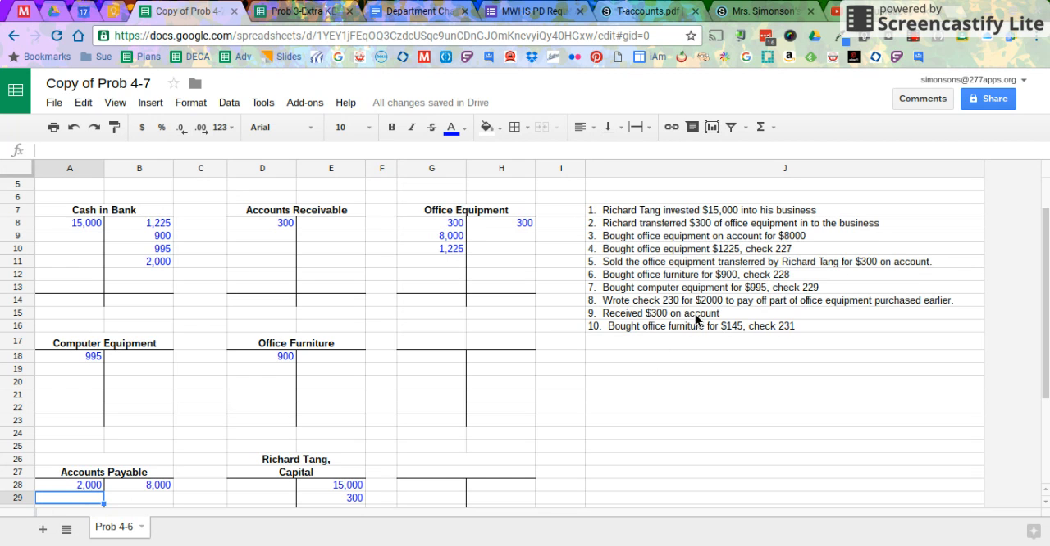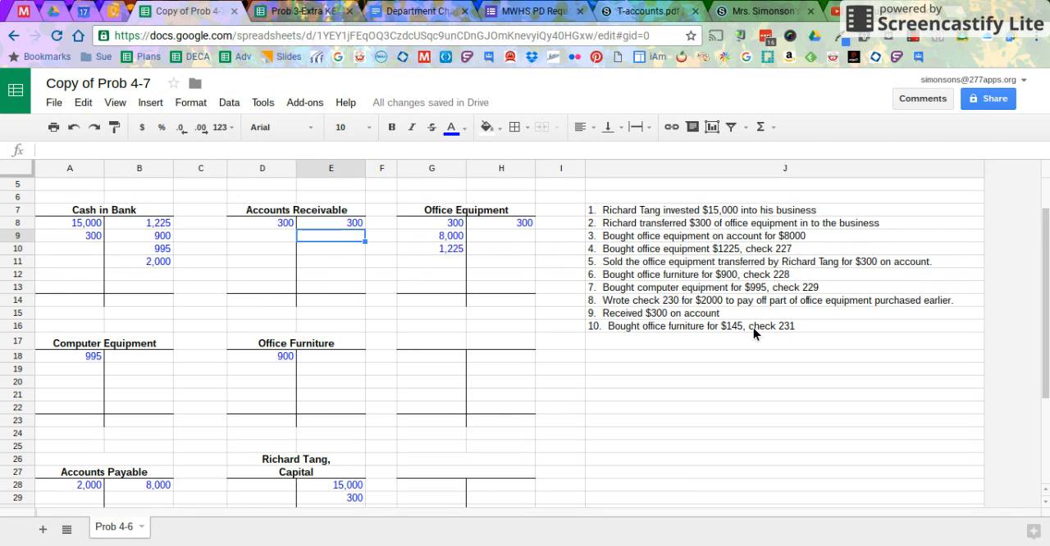We received $300 on account. So cash is going up. Cash increases on the debit side, or the left side. And the decrease is then going to be to accounts receivable because they no longer owe us that money. So the credit is to accounts receivable.